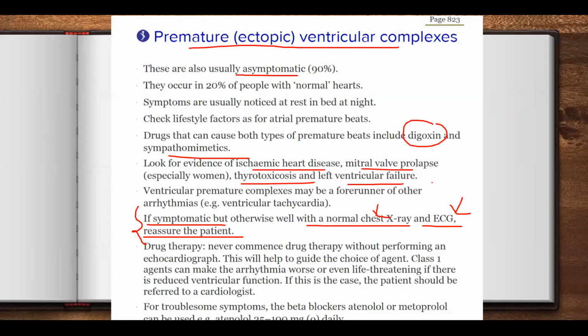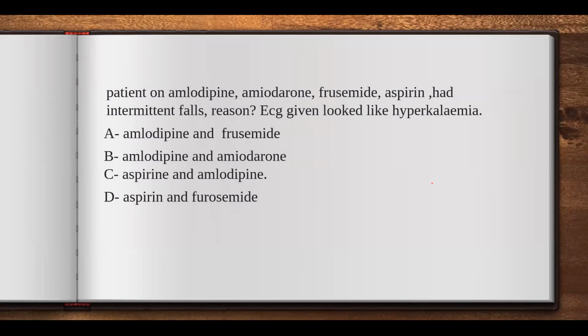Next question. A patient is on amlodipine, amiodarone, furosemide, and aspirin, and has intermittent palpitations. An ECG is given, which looks like a hyperkalemia ECG. In the hyperkalemia ECG, you will get tall peaked T waves and widening of the QRS complex. Those sorts of findings you might get. Now, this is a very controversial question. I might not be able to give you an exact explanation because none of these options are correct to me. But because this is controversial, I would like to give you a possible answer. By exclusion, I can come to that because I have tried to search a lot about this particular drug interaction, but nothing came up.